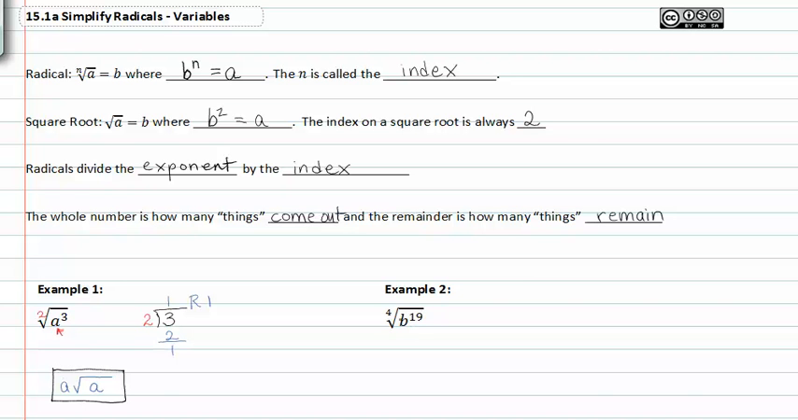In example 2, we have an exponent of 19 and an index of 4. Again, we take the exponent, 19, and divide it by the index, which is 4. When we do this, we have 4 times 4, which is 16, and a remainder of 3. This tells us how many bases come outside the radical and how many remain inside. 4 b's can come out, and 3 remain.